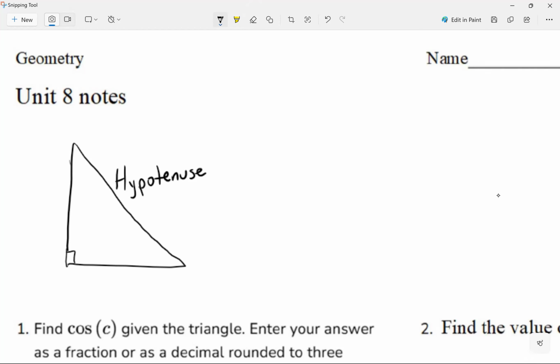Now, the other two sides, people call them legs. The legs also have their own name. One is called opposite, one is called adjacent. Opposite means far away, adjacent means next to or close to. For us to know which one is opposite and which one is adjacent, it depends on which corner we're referring to. So I'm going to introduce you guys to a Greek letter called theta.